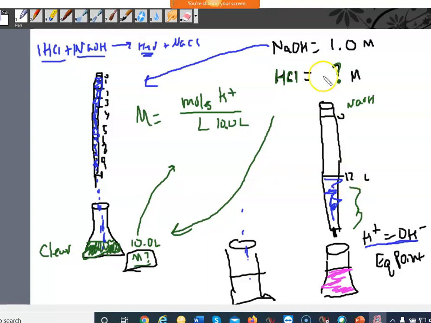Okay? So the molarity of sodium hydroxide is 1.0, and the volume is 12. So I use 12 liters, let's say 12.0 liters. I'm going to multiply it by the molarity, because remember the molarity is moles over 1 liter. The liters cancel out, so that means I have used 12 moles of the sodium hydroxide. So since 12 moles of sodium hydroxide was used, how many moles of HCl is in here?